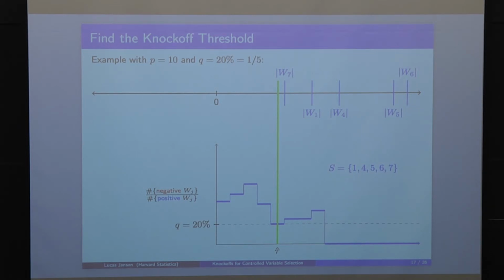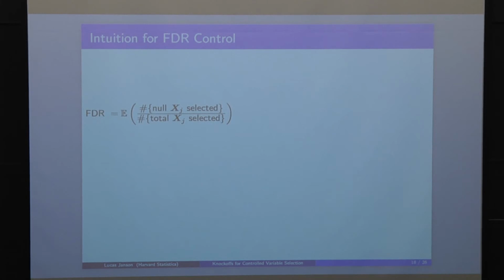I think it's a little hard to see why I should be keeping track of this y-axis and why that has anything to do with Q or my nominal false discovery rate. So I want to give you a little bit of intuition for that. Remember that false discovery rate is our expected fraction of null Xj selected divided by the total Xj selected. Now by the definition of my selection procedure, for knockoffs, this is exactly just the number of null positive WJs that are above the tau hat threshold, divided by the number of positive WJs which are above that tau hat threshold. Right? This is just by definition of the knockoff procedure.